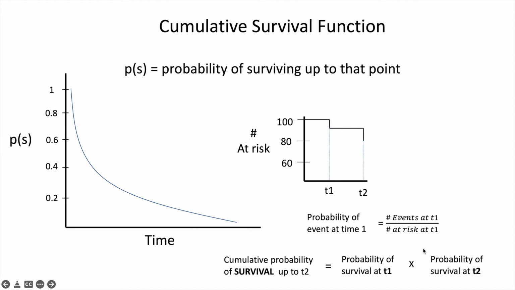So as more time points are added, you're multiplying by more things less than one, to the point that this survival function is getting smaller and smaller, almost to the point that survival probability is almost zero at this point.